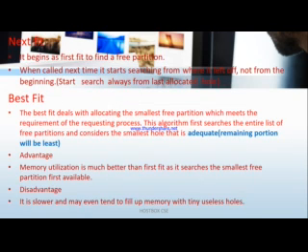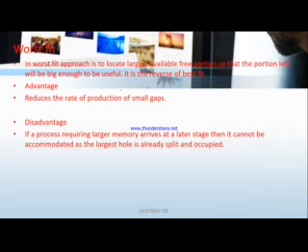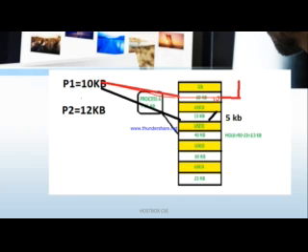Then you see the next fit algorithm. It begins like first fit to find a free portion. Moreover, when called next time, it starts searching from where it left off, not from the beginning. It always starts the search from the last allocated hole. Let's say the example here. Let's say process P2 comes, and assume there is a virtual pointer denoted at the P1 process.